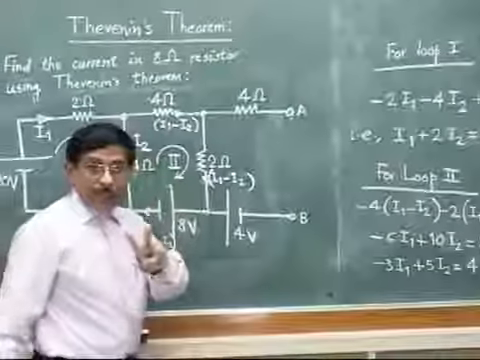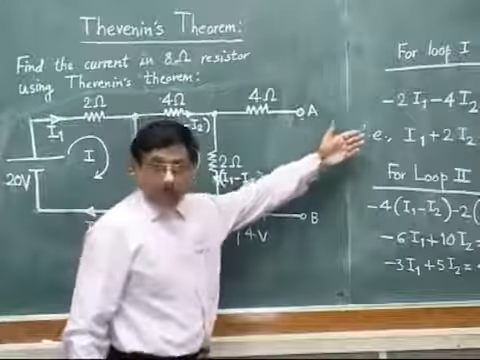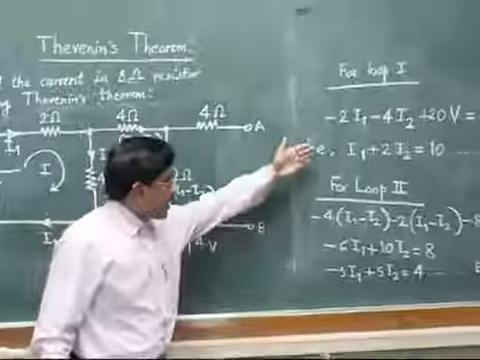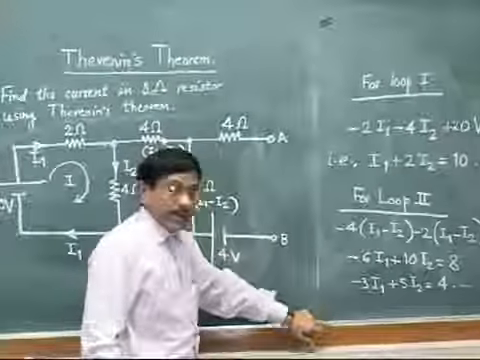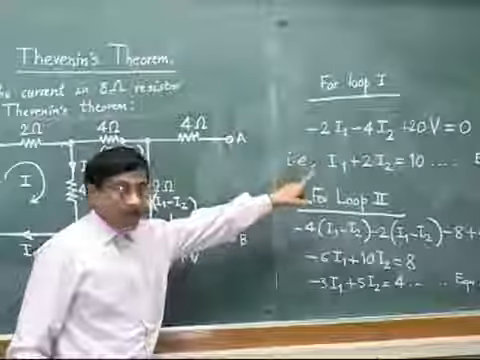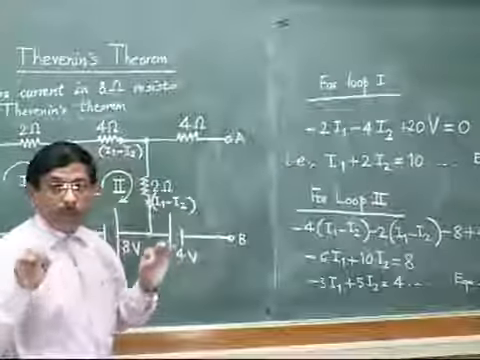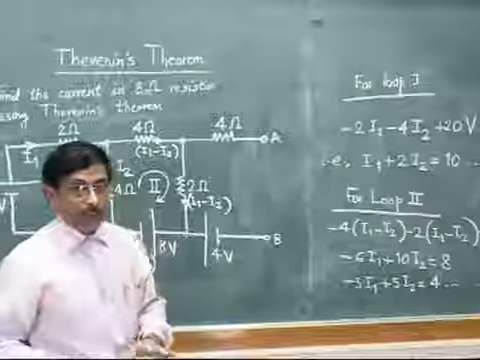So we have two variables. We have written equations for two selected loops, and now our next job is just to solve equation 1 and equation 2 and then find the values of I1 and I2. So that will make the end of step 2.